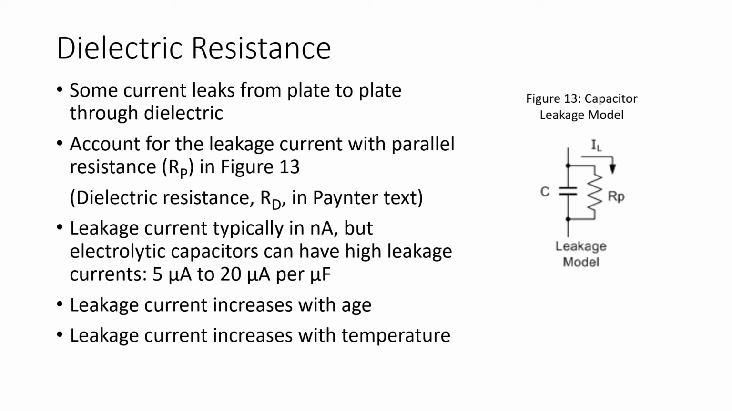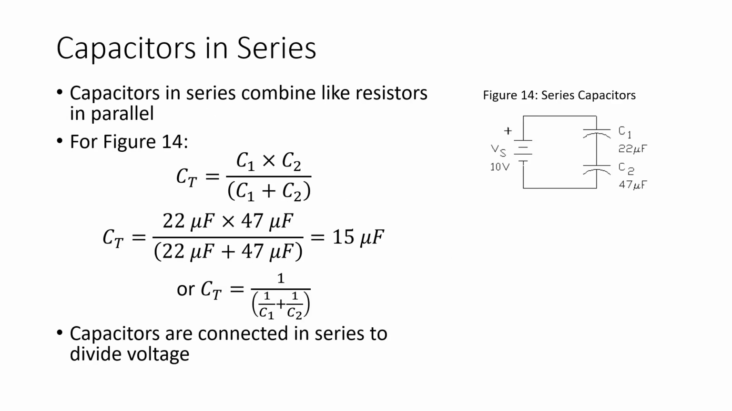Now, depending upon the dielectric material, this leakage current could be in the nanoamps, but electrolytic capacitors can have leakage currents that range anywhere from 5 microamps to 20 microamps per microfarad. And also, this leakage current will increase with the age of the capacitor, because as electrolytic capacitors age, the electrolyte tends to dry out. And this leakage current also increases with temperature.